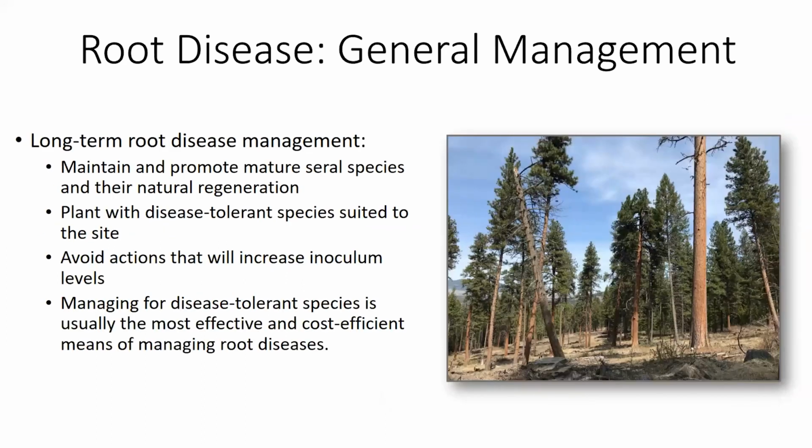So the best thing to do if you have a root disease pocket is to identify which trees seem to be affected by that root disease. And if you're going to thin, you want to cut those trees out and leave residual trees that seem to be tolerant to the root disease.